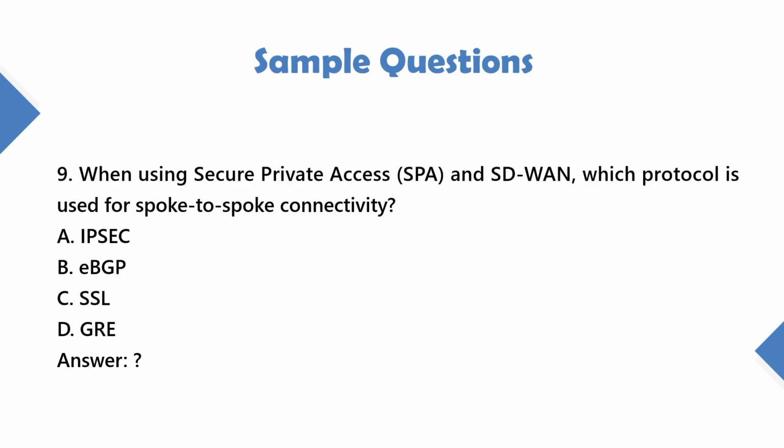9. When using Secure Private Access, SPA, and SD-WAN, which protocol is used for spoke-to-spoke connectivity? A. IPsec. B. eBGP. C. SSL. D. GRE.